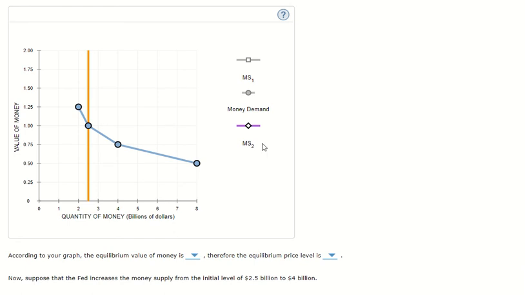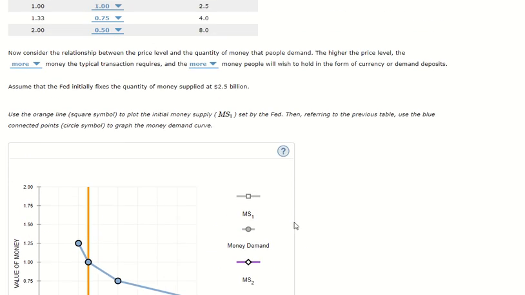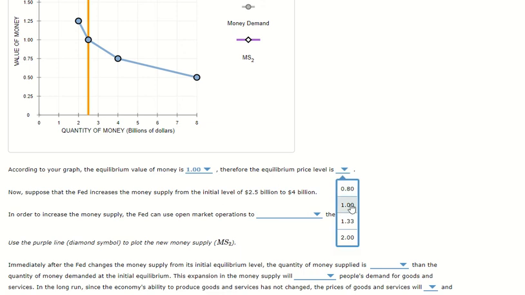Now it looks like our equilibrium is right here where the 2.5 and 1 is. So according to the graph, the equilibrium value of money would be 1. So the value of money is 1. And then it's asking, therefore, the price level is how much? Now for the price level, go back to the first table we have. So when the value of money is 1, then the price level is also 1. Okay, so 1 and 1 over here.